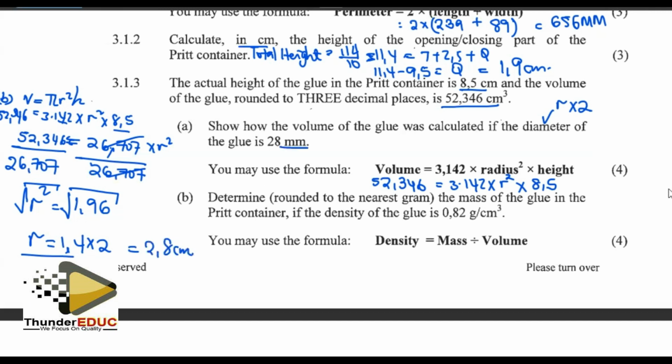The proving is in millimeters. I need to multiply by 10. Indeed, I've done it. So this was the answer. This is part A. Part A. Looking for the diameter.